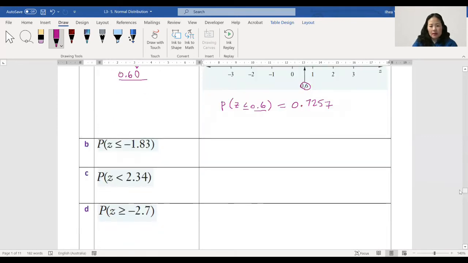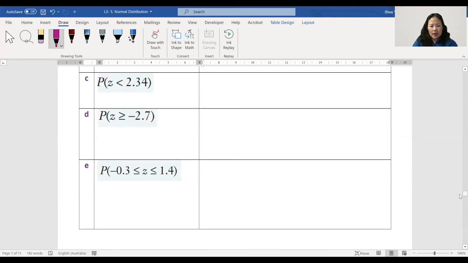Okay, next one is already in 2 decimal places. It's not too bad. So that's up to minus 1.83 on the bell curve on the left hand side of the area, because that's the less than or equal to, and that will give you 0.0336. Part C. Okay, now we've got something different here, isn't it?